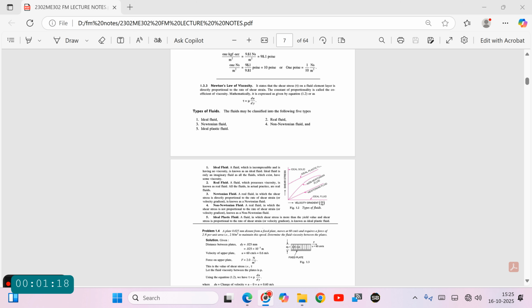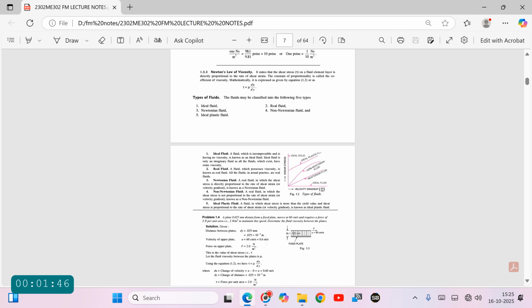The next type is Newtonian fluid, a real fluid in which shear stress is directly proportional to shear strain. In other words, a fluid which obeys Newton's law of viscosity is called Newtonian. Non-Newtonian fluid is a real fluid in which stress is not proportional to the rate of shear strain, which does not obey Newton's law of viscosity. Next is the ideal plastic fluid.